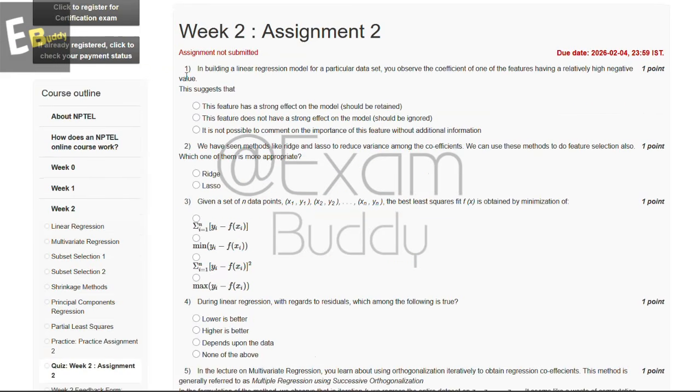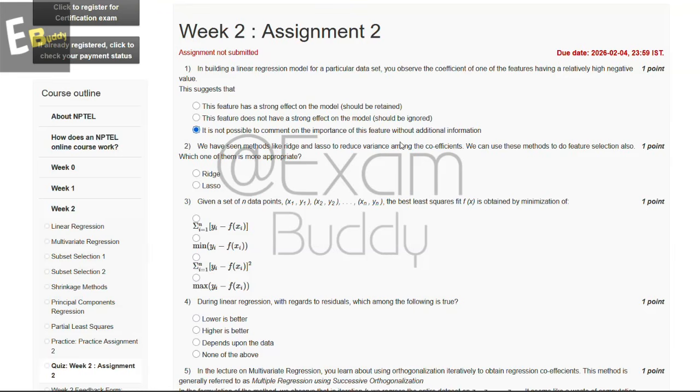So the first question is, in building a linear regression model for a particular data set, you observe the coefficient of one of the features having a relatively high negative value. This suggests that, so these are the options, and the answer for our first question is C. It is not possible to comment on the importance of these features without additional information.